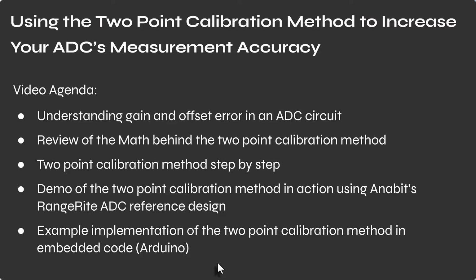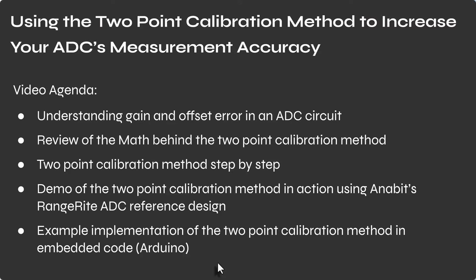And the reason I say ADC circuit is maybe you're just calibrating your ADC, you're connected directly to it. Or maybe your ADC has an op-amp buffer driver, maybe it has an active anti-aliasing filter on the front. Well, those op-amps are also going to have gain and offset error. So this two-point calibration method corrects for gain and offset error in your analog path all the way to your ADC and including your ADC.